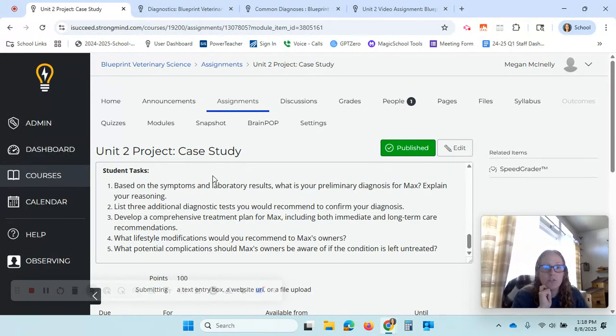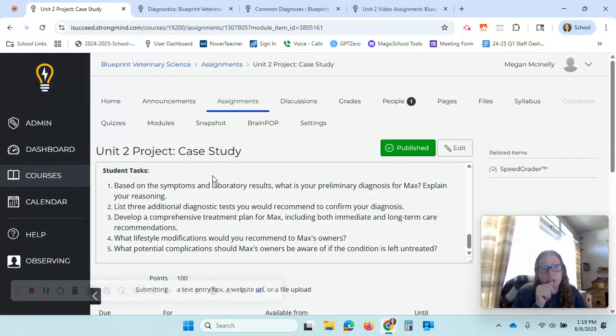And number 5, what potential complications should Max's owners be aware of if the condition is left untreated? Unfortunately, this is something that happens a lot, right? If your pet gets diagnosed with something big or long term, people are going to ask, what does this look like? What if I don't treat? Is he going to be painful? Is he going to be fine? Will he recover without treatment? So, potential complications that owners should be aware of if they don't treat.